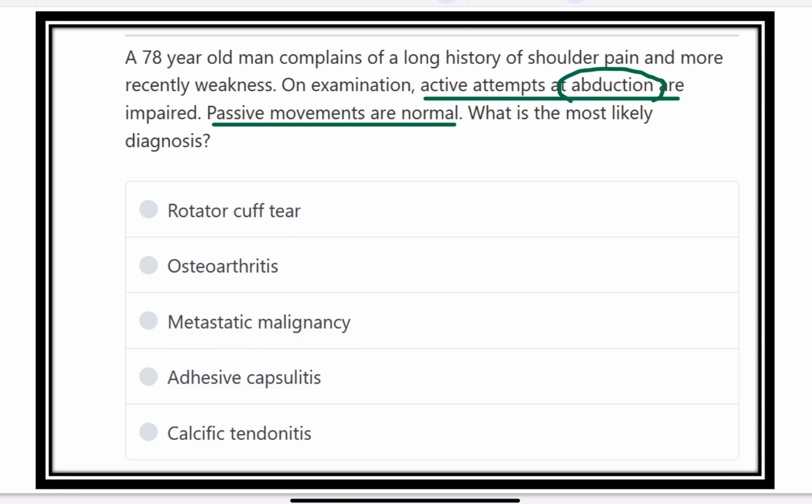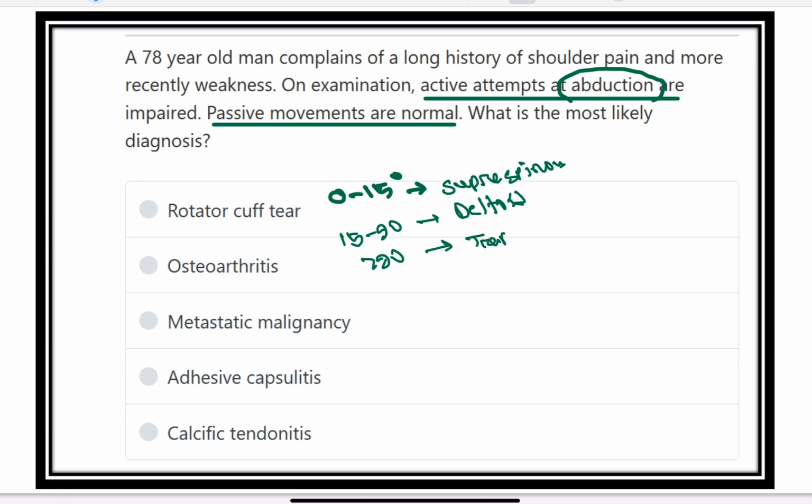First of all, let's see the abduction. From 0 to 15 degrees, the abduction is done by the supraspinatus muscle. From 15 to 90 degrees, it is done by the deltoid. And above 90 degrees, the abduction is done by the trapezius. So these are the muscles: supraspinatus, deltoid, and trapezius.